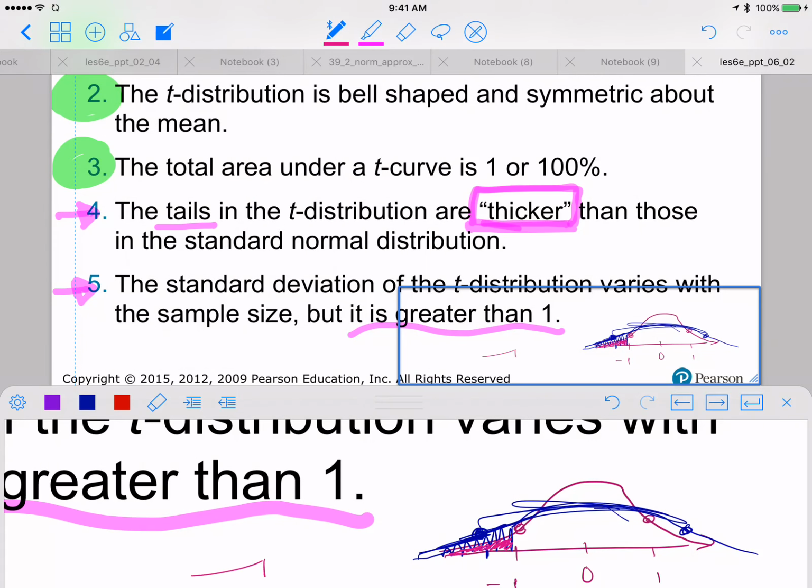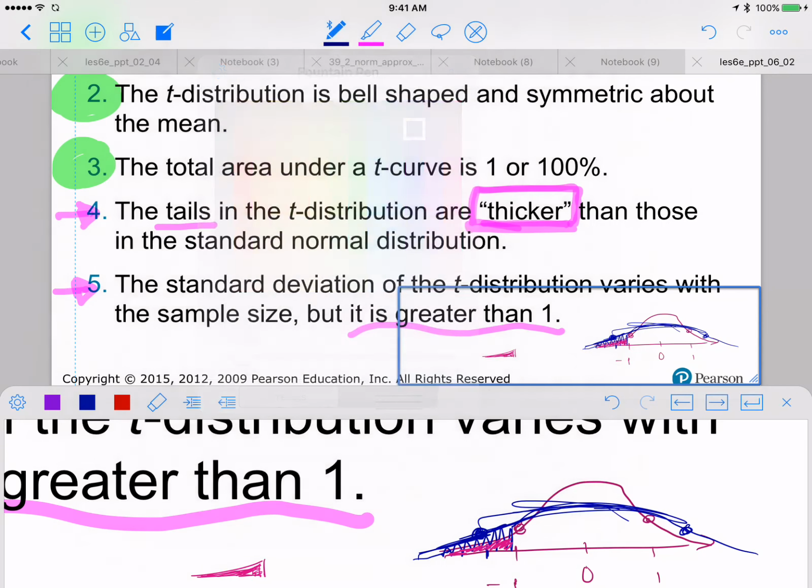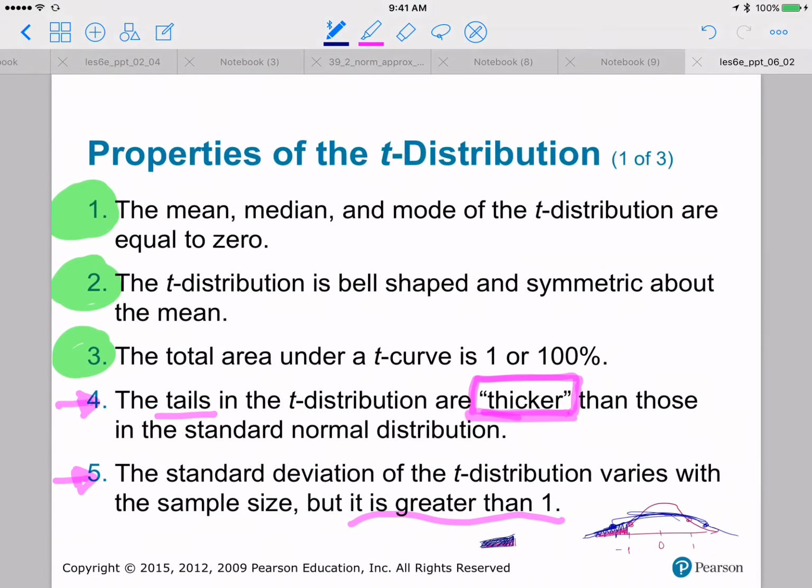So the tail for the normal distribution is something like that, right, this little skinny piece, whereas the tail for the t-distribution is going to be thicker. Okay, so I think the way to remember a t-distribution is that it is similar to a z-distribution, except the tails are thicker and it's shorter.